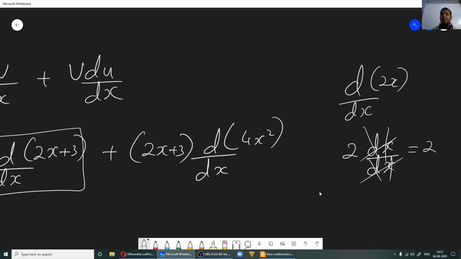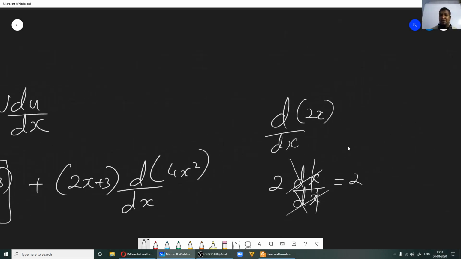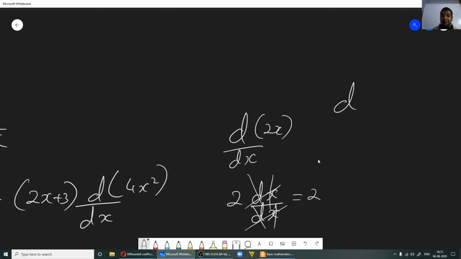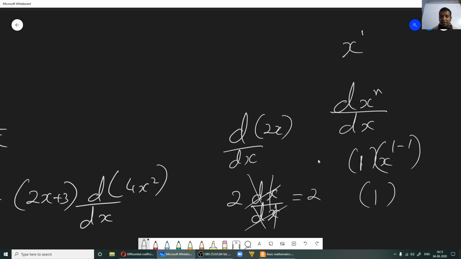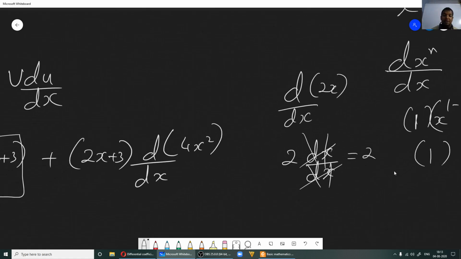Otherwise, if you want to remember by the formula, it's fine. So x, what is the power? 1. Differentiation of x power n with respect to x is n x power n minus 1. So 1 minus 1, x power 0, it is 1 only, right? So eventually you'll end up getting 1 itself. It's just like saying dx and dx will get cancelled and you'll get 2.